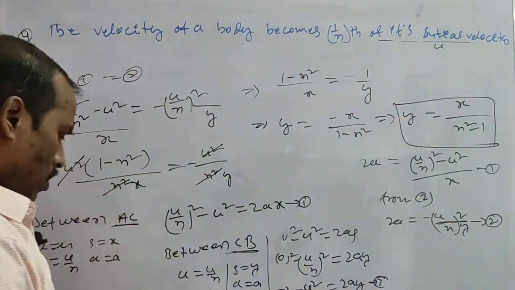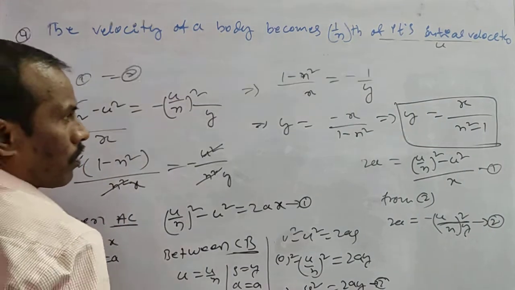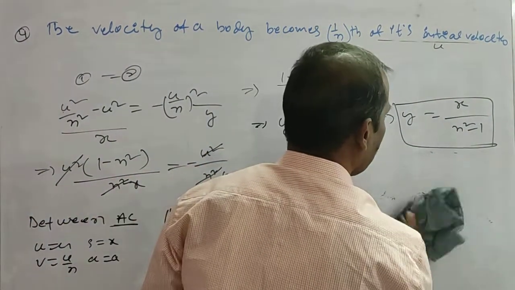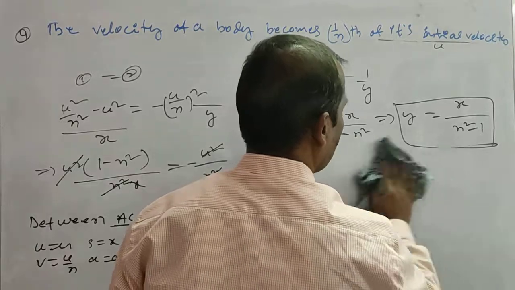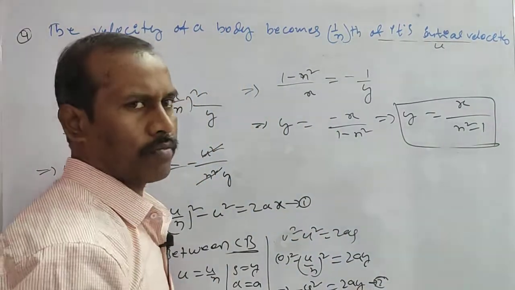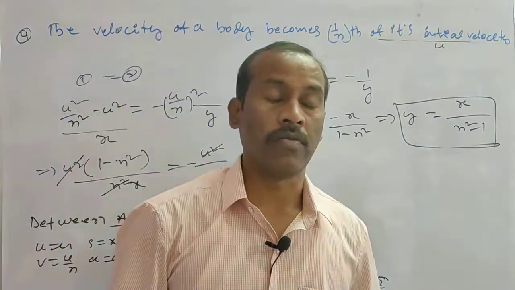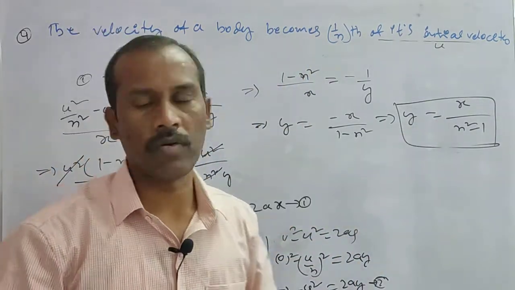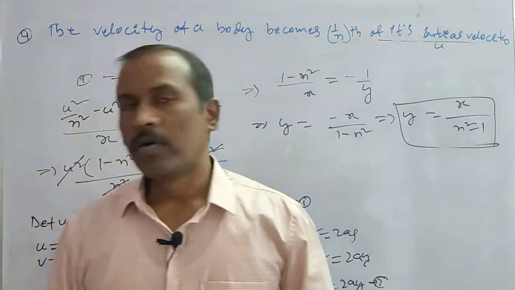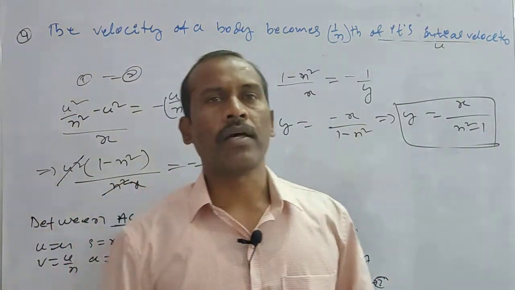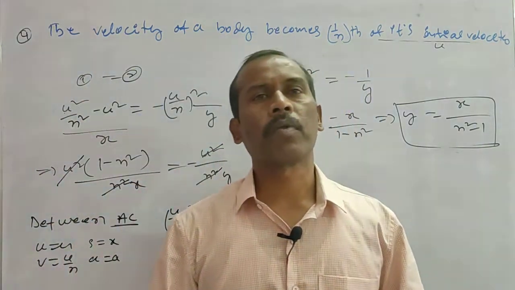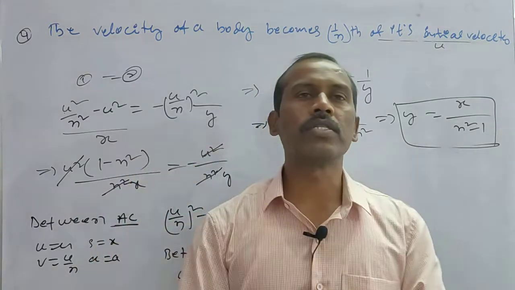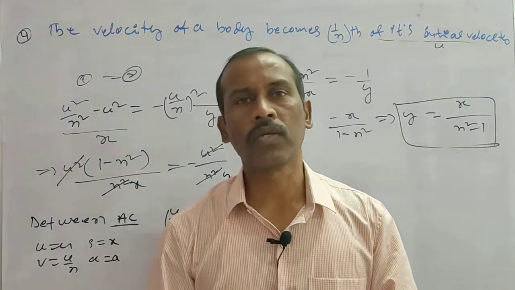Note this one first of all: the displacement of the particle to reach the point B, or come to rest after a displacement x, is y equal to x by (n squared minus 1). These are the problems. Next class, some numerical problems based on these equations. Thank you, all the best.